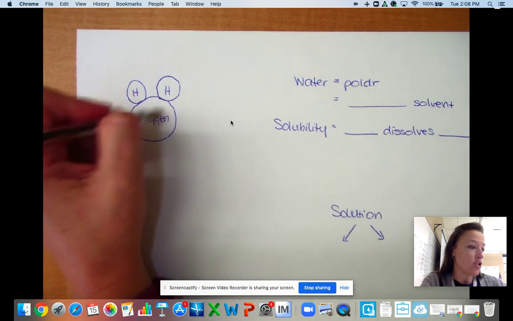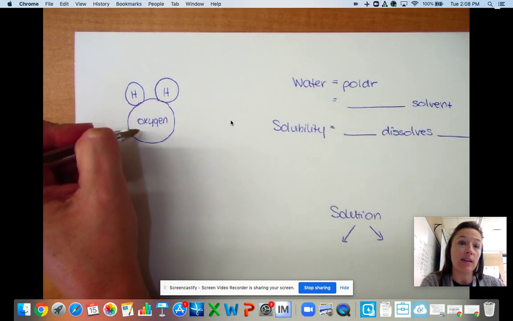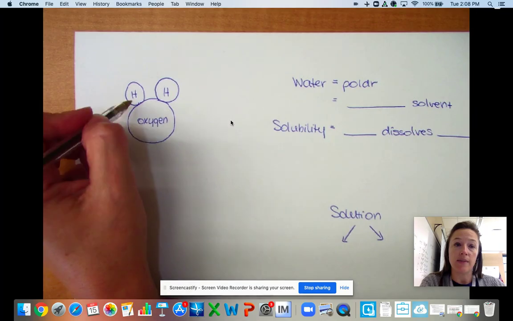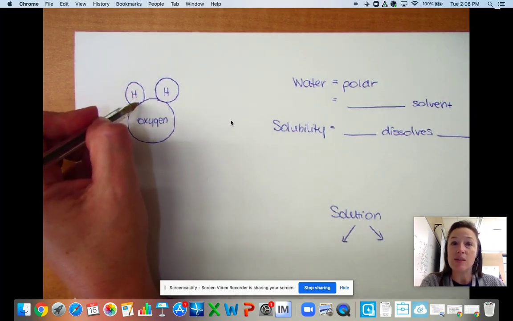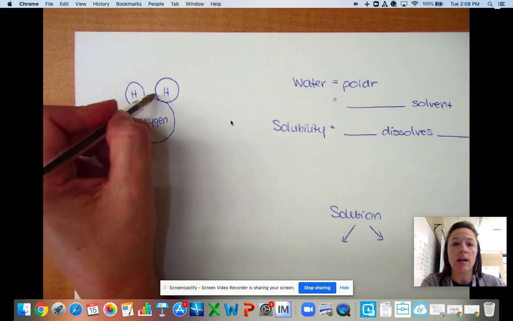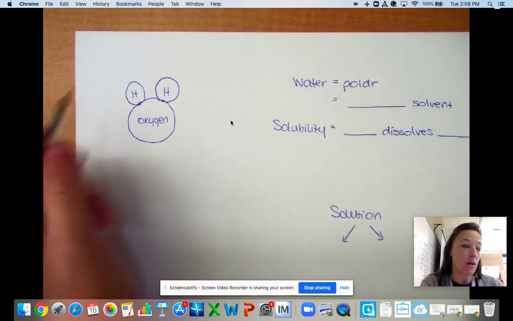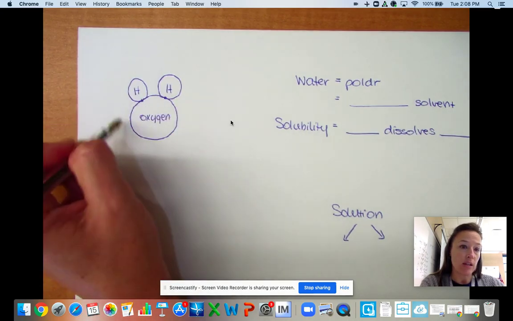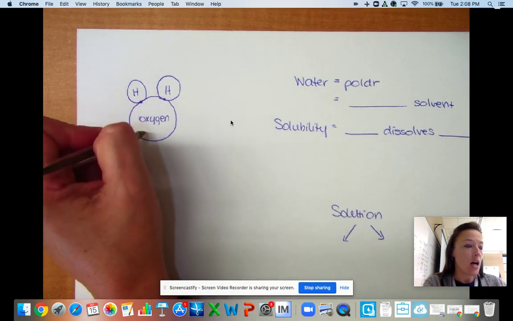So when oxygen and hydrogen come together to form water, oxygen is more electronegative. That means it is an electron hog, and it needs 2 more electrons to form a full octet. Hydrogen just has 1 electron, so it's willing to share with oxygen. It doesn't want to give up its only electron, but it's willing to share. So it is a covalent bond because they are sharing. Sometimes the electron's over here, and sometimes it's over here, so it's kind of going between the two. But oxygen is going to hog it.